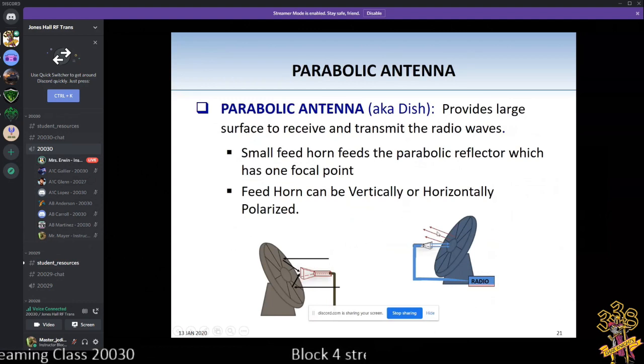Okay. On the receive side, you've got this big dish providing a large surface area. It can collect more of the signal. And again, because of the way the dish is shaped, it focuses that signal into the center where it's picked up by that feed horn to go into your radio receiver. Well, again, it can be vertically or horizontally polarized depending how you put the feed horn on.